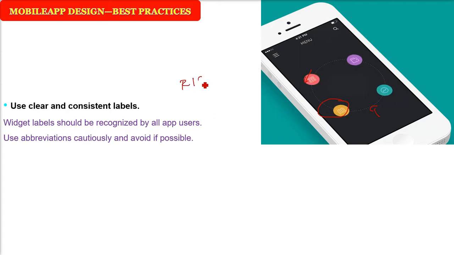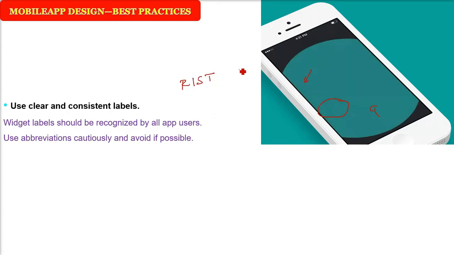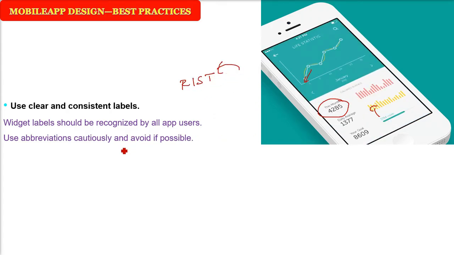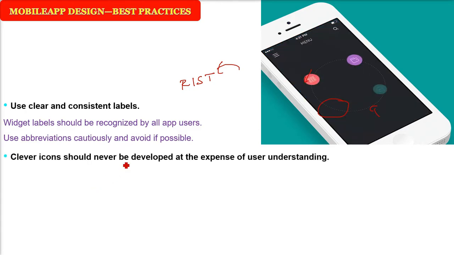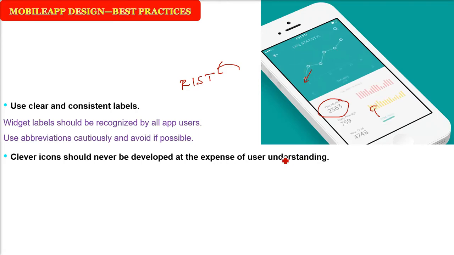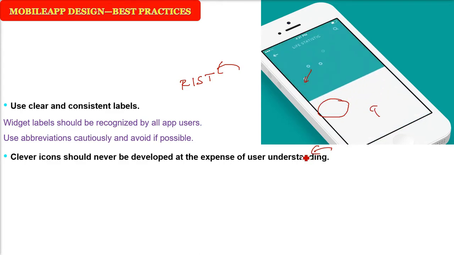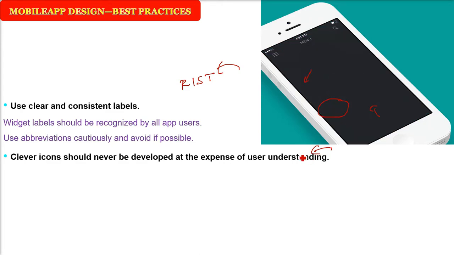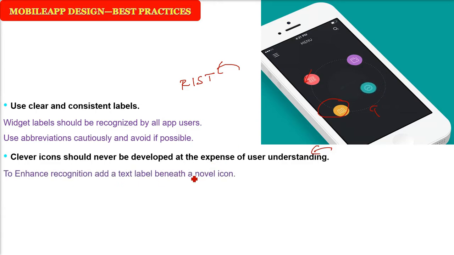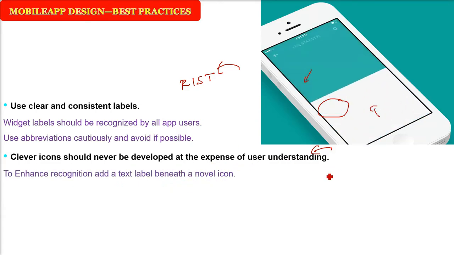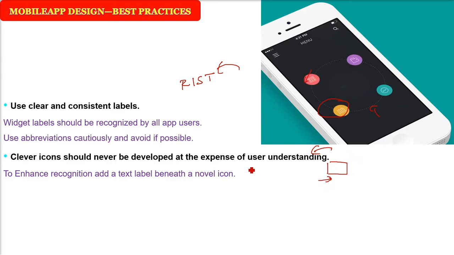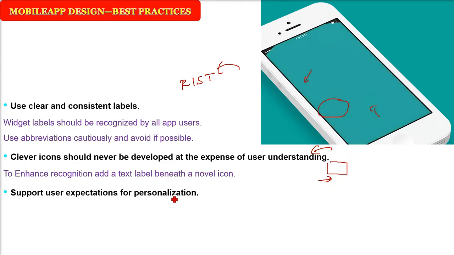Let me write just a random abbreviation. You are aware of it as a developer. How about the actual user? Sometimes we want to be clever. We do it at the expense of user understanding. The user is naive. He is a novice. He wants everything to be very easy. So, to enhance recognition, try to give a label beneath an icon which is not understood, a novel icon.